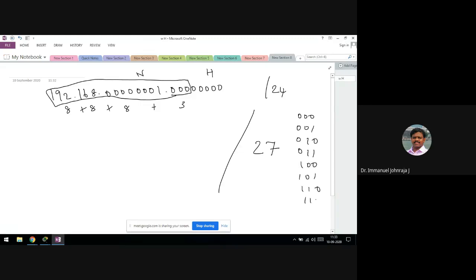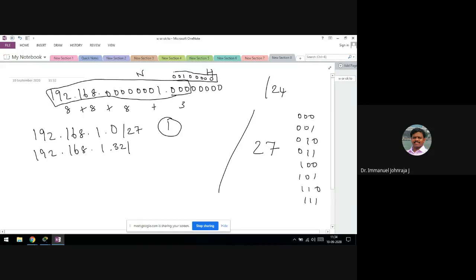I write this quickly, so I can create 8 such networks. If I write this in binary, you will know, but I'm straight away writing this in decimal: 192.168.1.0/27. This is the first network. Then 192.168.1 dot, this is going to be 001 followed by 5 zeros. What is its equivalent? It is 128, 64, 32. I'm just converting this binary into decimal. Nothing confusing: 32/27.